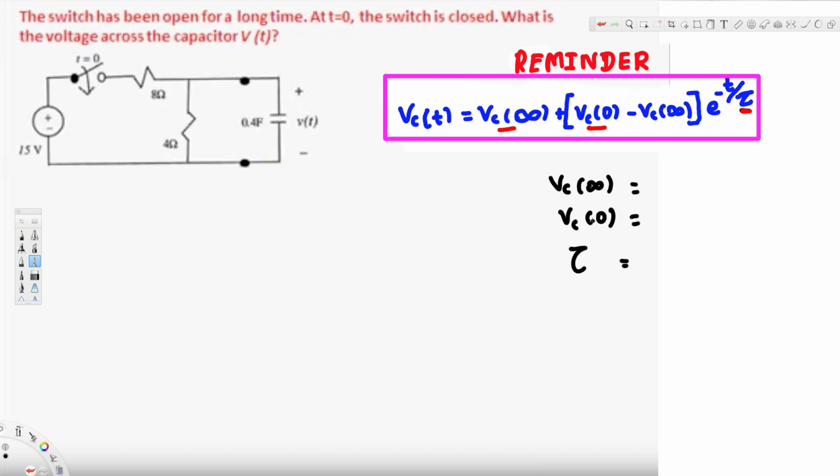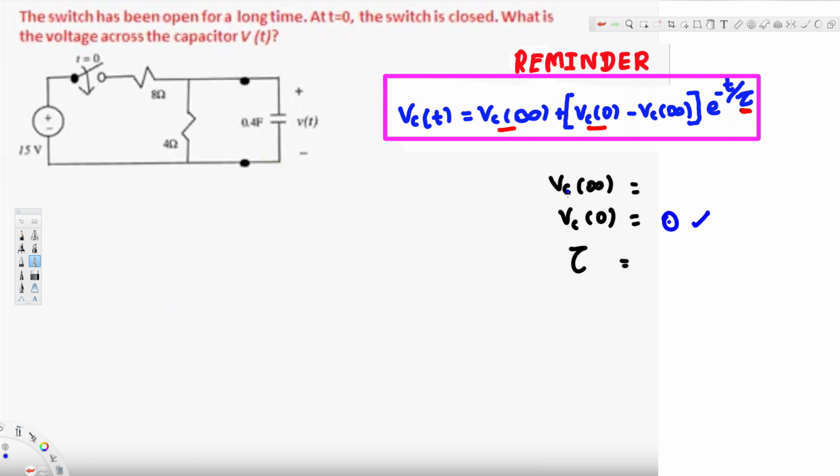Now, we always start with Vc of 0. That's the initial condition. To find this one we have to look at the information. In the question they have mentioned the switch has been open for a long time. So from negative infinity to 0 the switch is open. If it's open for a long time it means there's no current, no charge in the capacitor. If there's no charge there's no voltage. So the voltage is 0 at the initial condition, and we have taken care of this part.